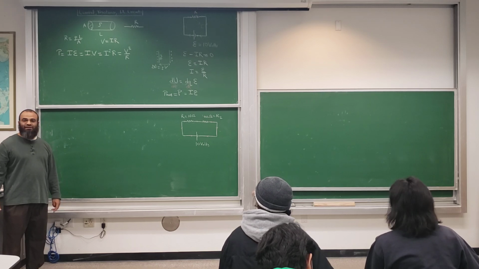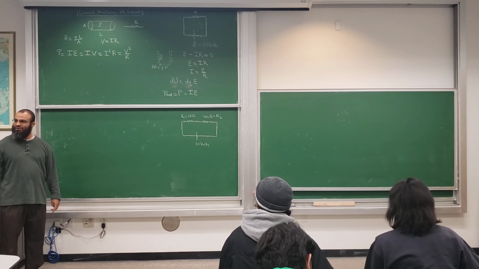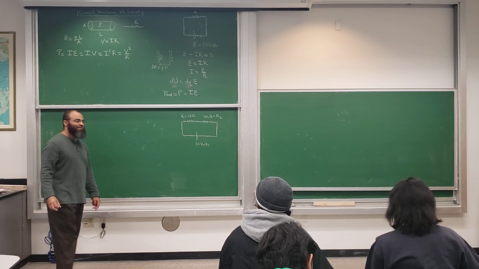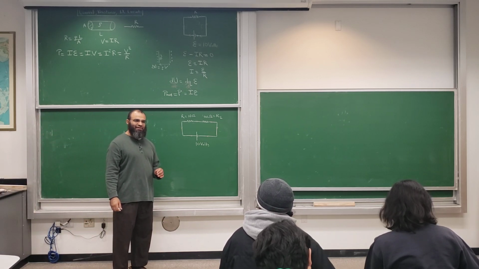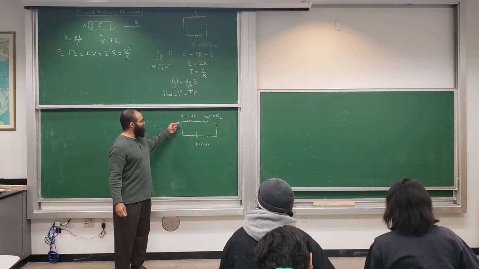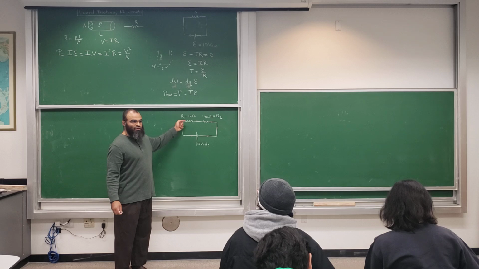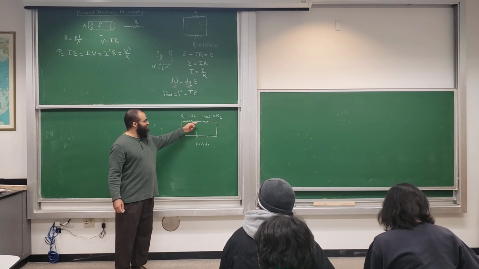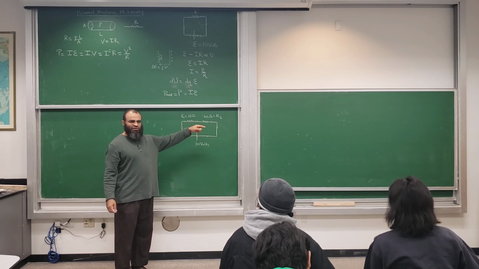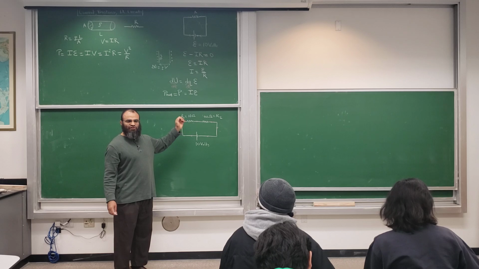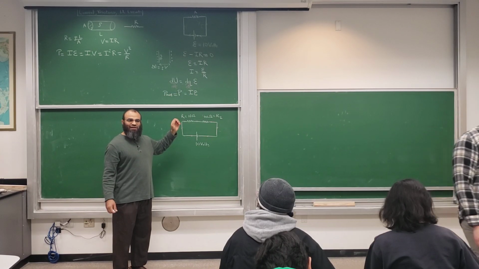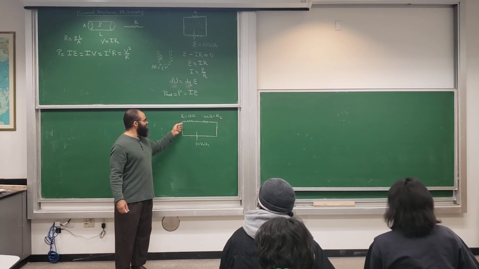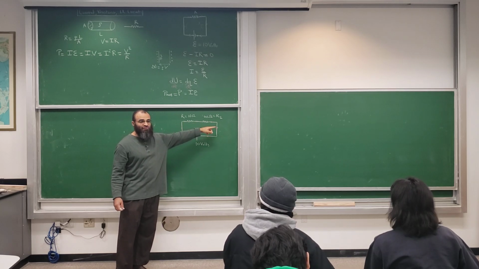Wait, is Q the same? Yeah, same, right? If you say it's not the same, it means, let's say you have 1 coulomb per second passing by, and just half a coulomb comes out per second. Where does the rest of the charge go? It can't just disappear, right? By conservation of charge, whatever passes through this one has to pass through this one.